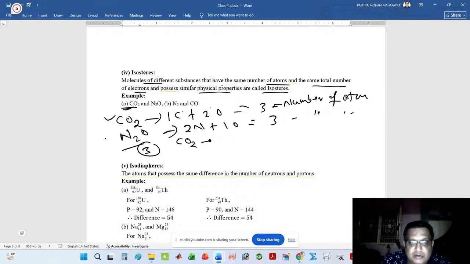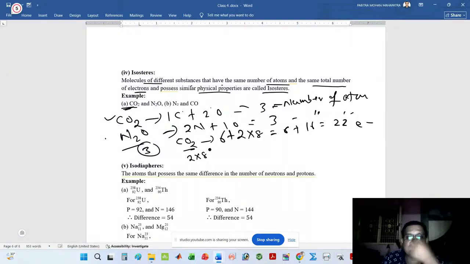For the total electrons of CO2, carbon has how much? 6 electrons. Oxygen has 8 electrons. Here 2 oxygen atoms are present, so 2 into 8. That means the total electrons for carbon dioxide is 6 plus 2 into 8. Let me check for N2O.